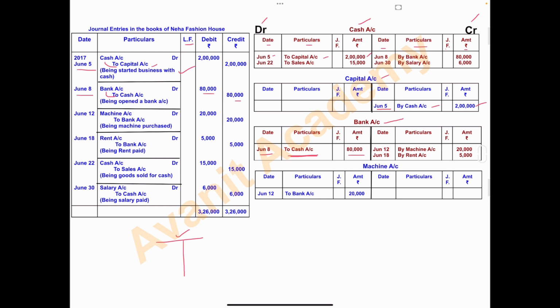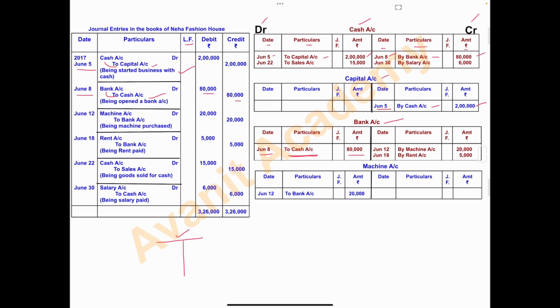In the second entry the cash account is credited. So the credit side of the cash account, right? See the cash account, credit side of the cash account, right? First write the date June 8, by bank account 80,000.